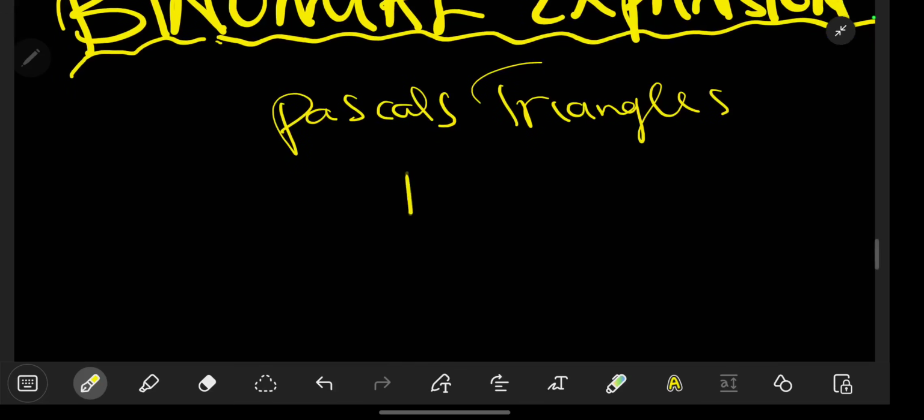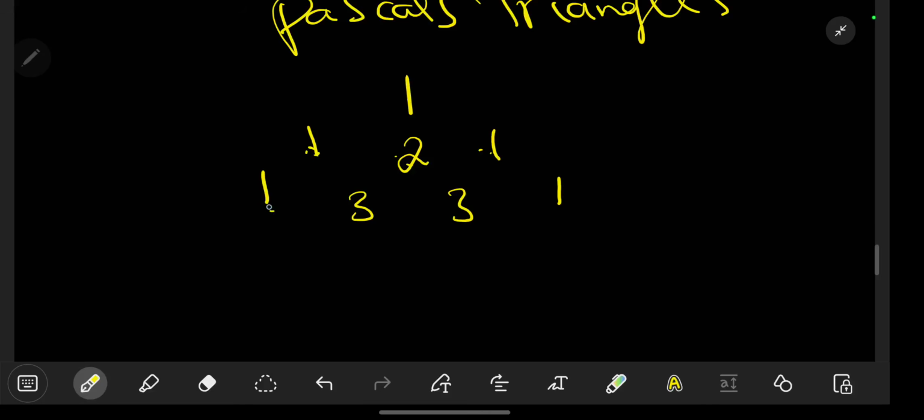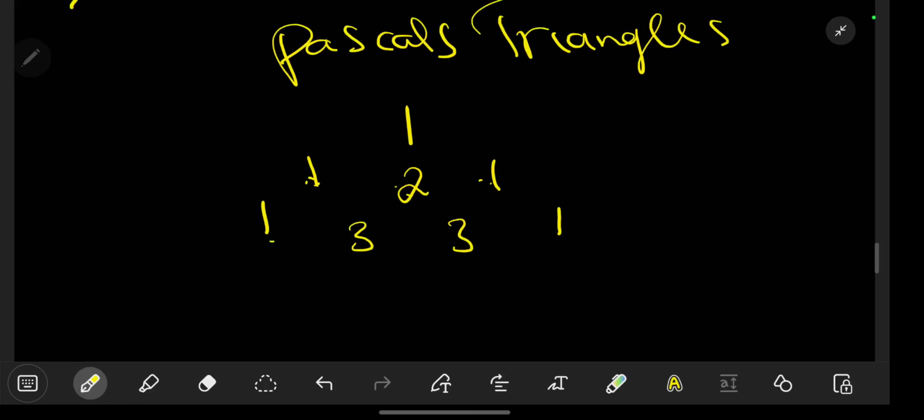You write one outside, then you begin with just one single one, then outside you're going to write two ones like that. So 1 plus 1 is 2. Then you write ones outside. 1 plus 2, that will be a 3. 2 plus 1, that will be a 3. You move on like that. You write ones outside again. 1, 1. Then you're going to have 1 plus 3, that will be 4. 3 plus 3, that will be 6. 3 plus 1, that will be 4, like that.